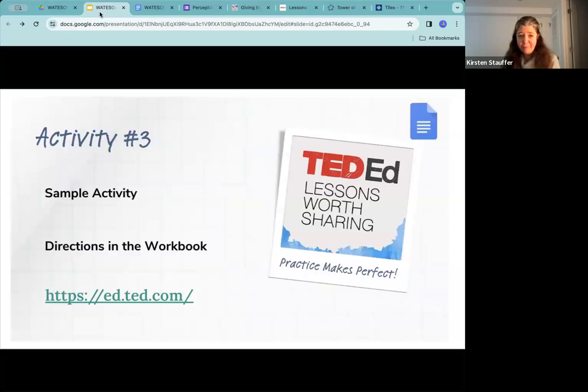It's like a lab. So moving into a third activity, a lot of us have probably used TED Talks. Is that correct? And why do you use a TED Talk? What do you like about TED Talks?